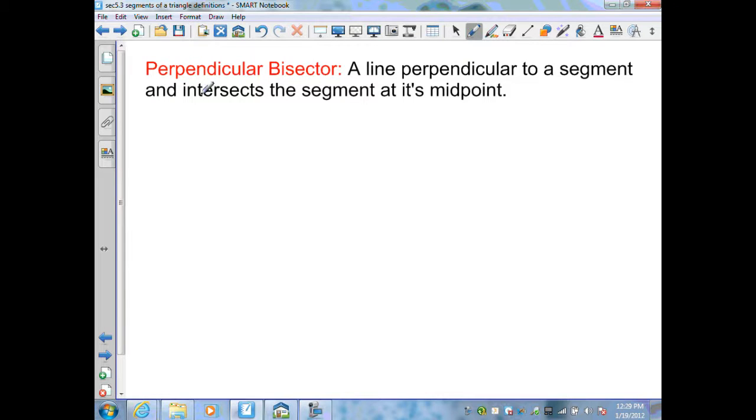A familiar definition, perpendicular bisector. A perpendicular bisector is a line that is perpendicular to a segment and intersects the midpoint of that segment.